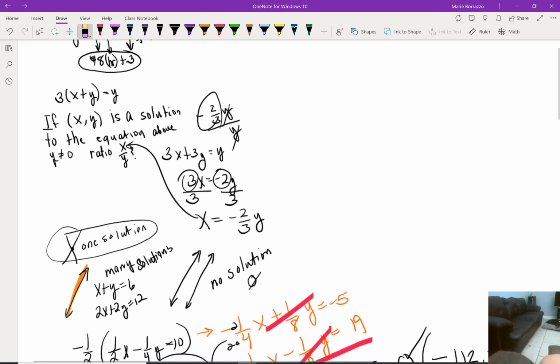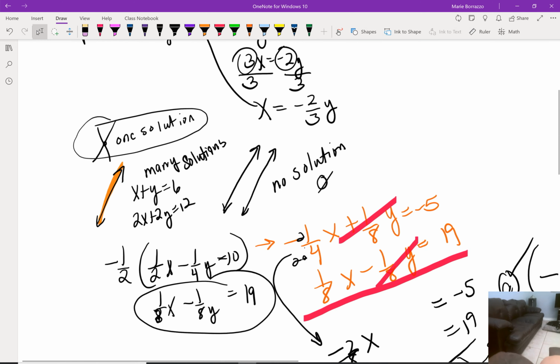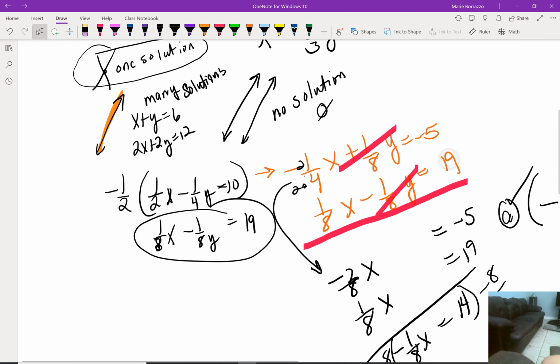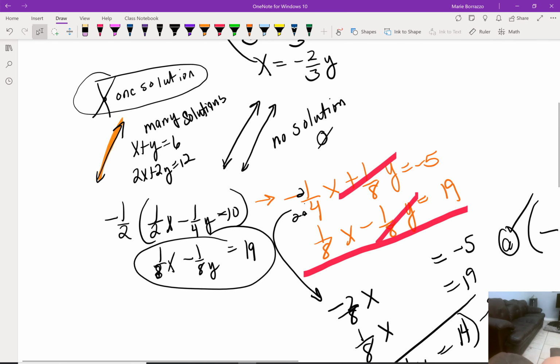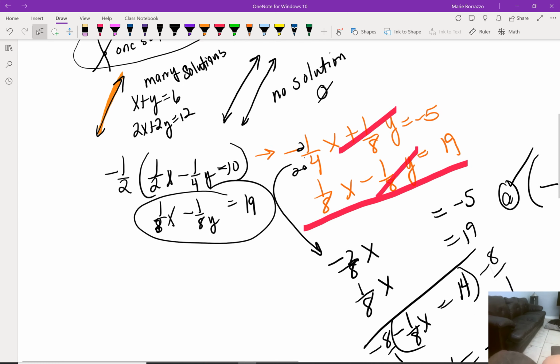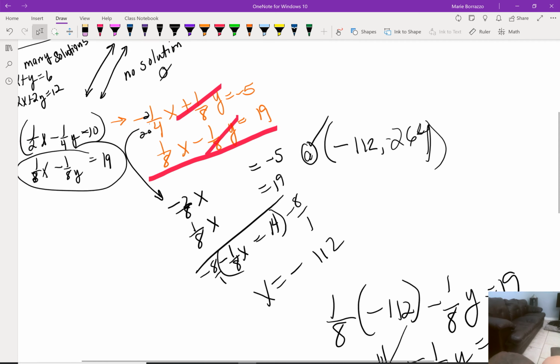Could you approach this differently? Possibly. You could have rearranged these and solved for y, but I don't know if that would have really helped you solve the equation. I think you would have been better off doing it this way.